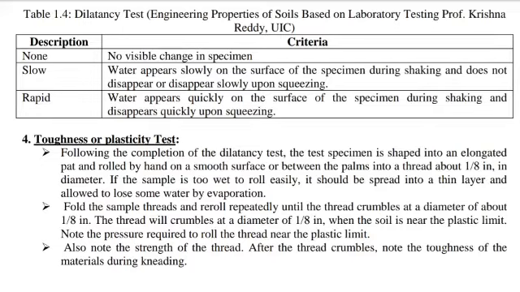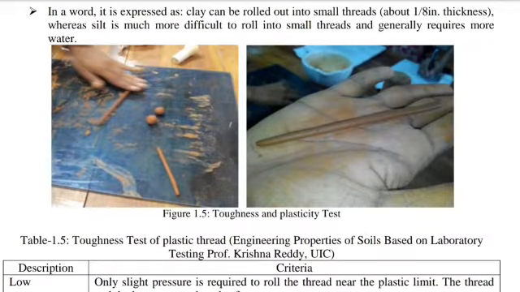Note the pressure required to roll the thread near the plastic limit. Also note the strength of the thread. After the thread crumbles, note the toughness of the material during kneading. In a word, clay can be rolled out into small threads about 1/8 inch thickness, whereas silt is much more difficult to roll into small threads and generally requires more water.